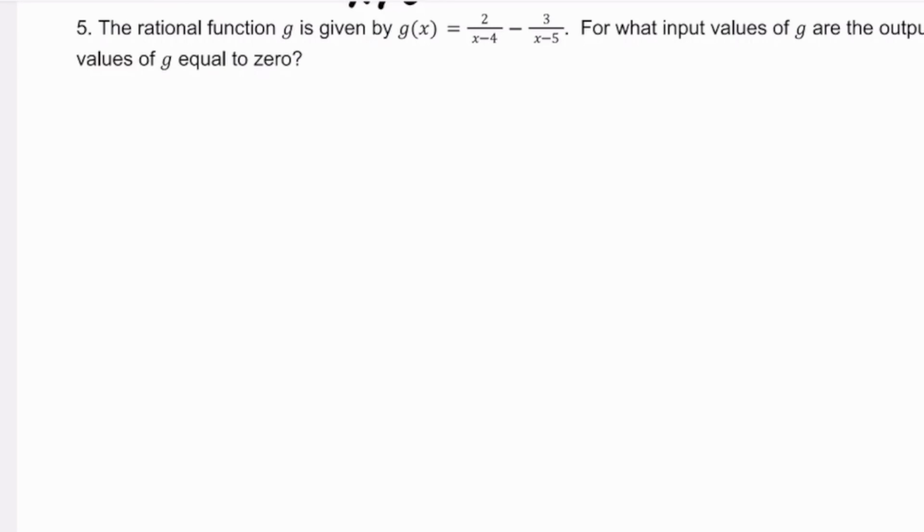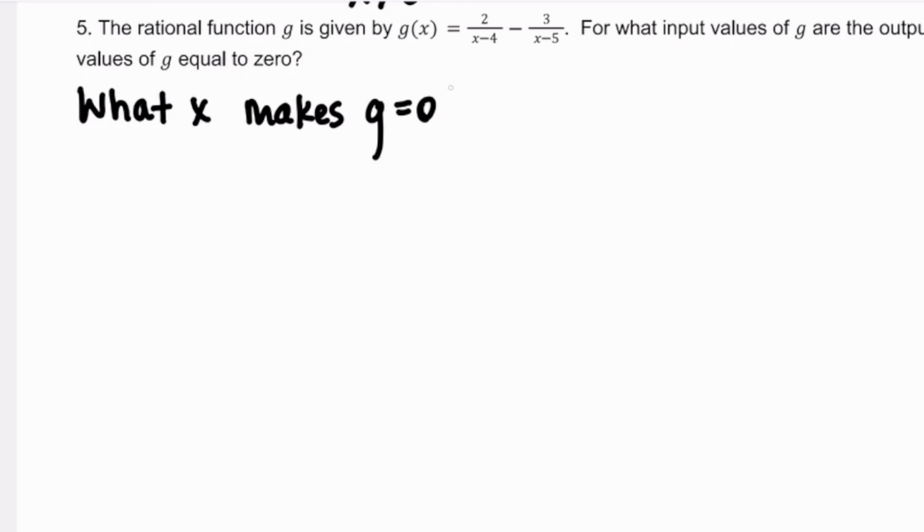So for what input values? Well, input is like x, which is g of x. What x makes the output values of g equal to 0? So what we're doing is finding the zeros of the function. I think for most of us, that's what we would expect to do. I just want to be really clear about that wording, because it's not a wording I've used before. So we've said solve the equation g of x equals 0, find the zeros of g, find the x-intercepts, all sorts of things kind of similar to this, but not exactly.